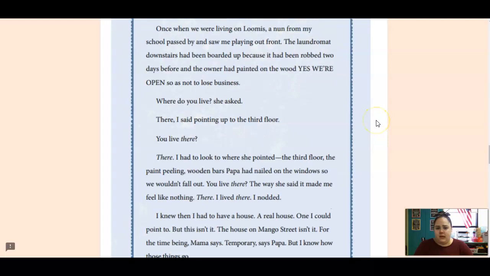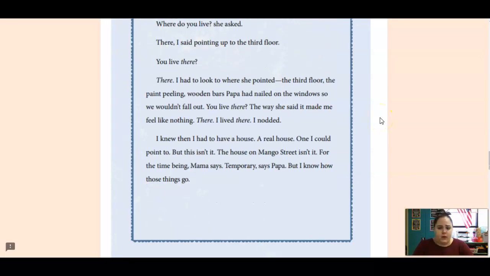Once, when we were living on Loomis, a nun from my school passed by and saw me playing out front. The laundromat downstairs had been boarded up because it had been robbed 2 days before, and the owner had painted on the wood, "Yes, we're open," so as not to lose business. "Where do you live?" she asked. "There," I said, pointing up to the 3rd floor. "You live there?" "There." I had to look to where she pointed, the 3rd floor, the paint peeling, wooden bars Papa had nailed on the windows so we wouldn't fall out. "You live there?" The way she said it made me feel like nothing. There, I lived there, I nodded.